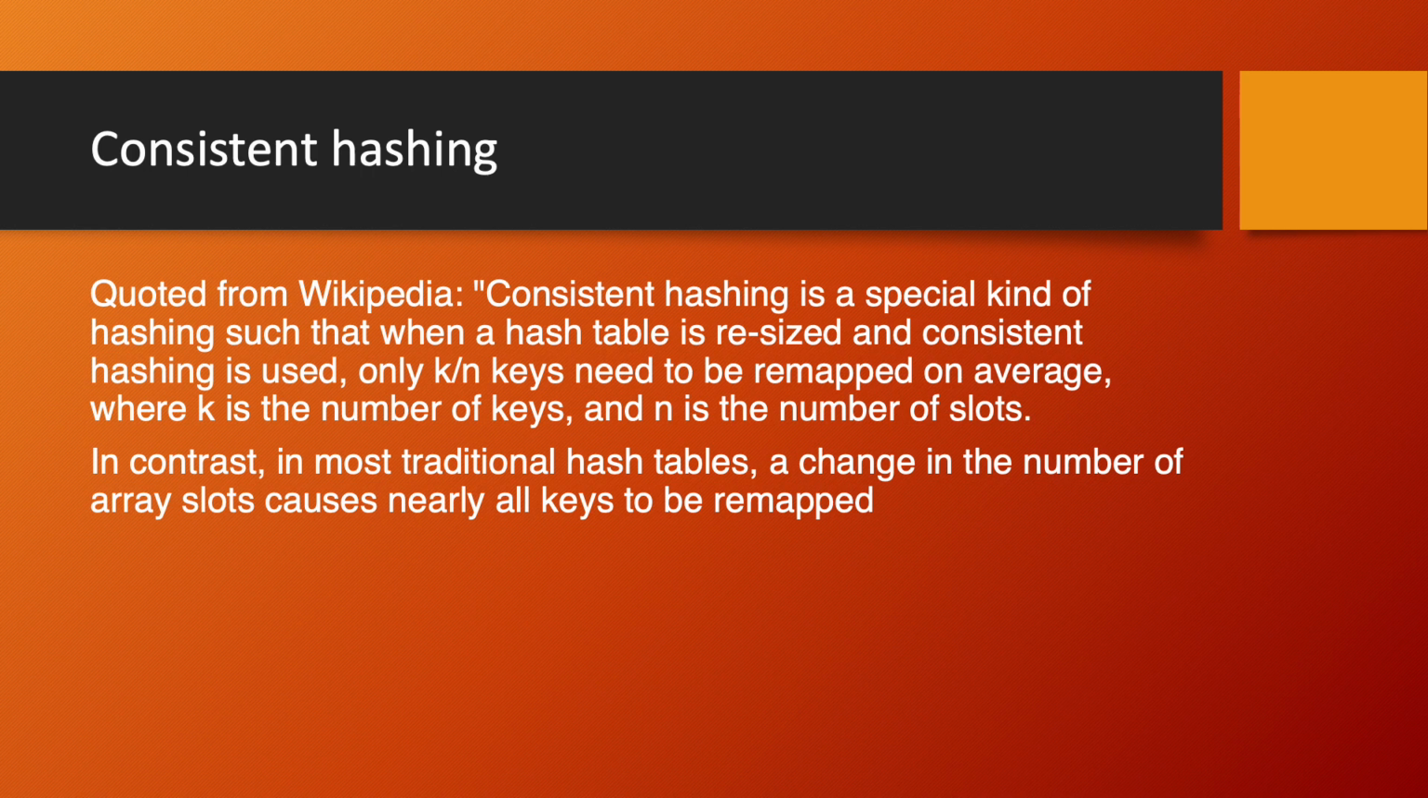Quoted from Wikipedia, consistent hashing is a special kind of hashing such that when a hash table is resized and consistent hashing is used, only k/n keys need to be remapped on average, where k is the number of keys and n is the number of slots. In contrast, in most traditional hash tables, a change in the number of array slots causes nearly all keys to be remapped.